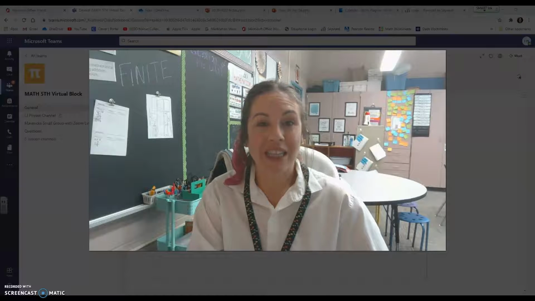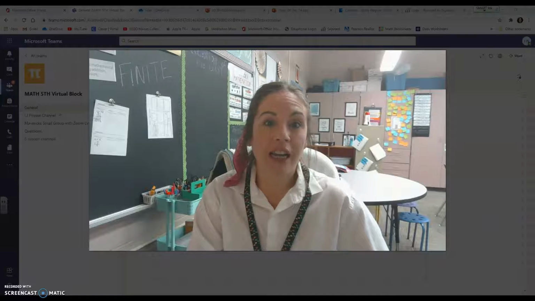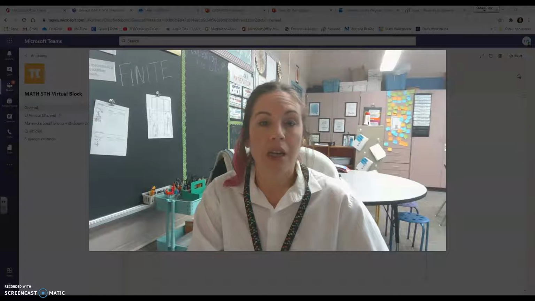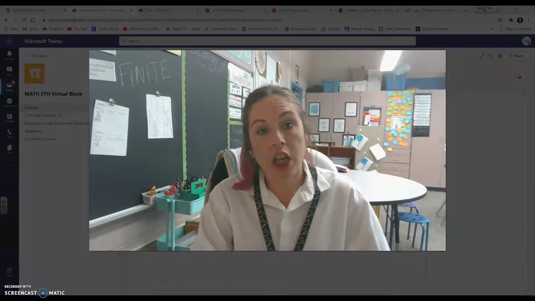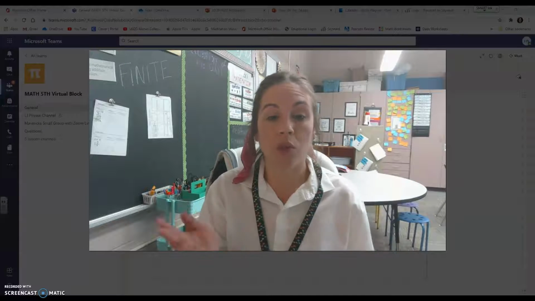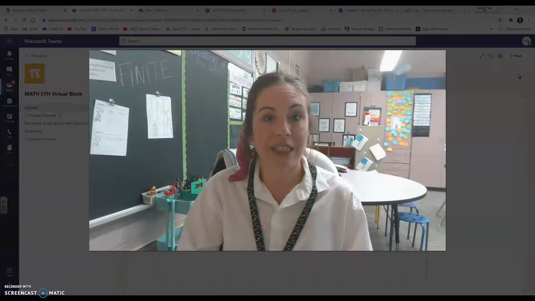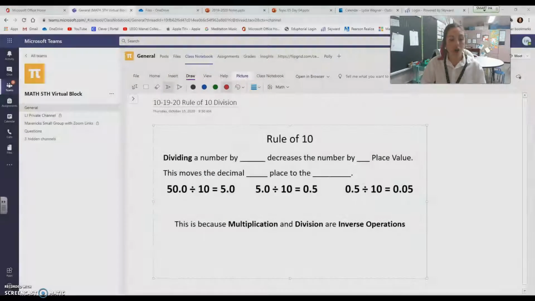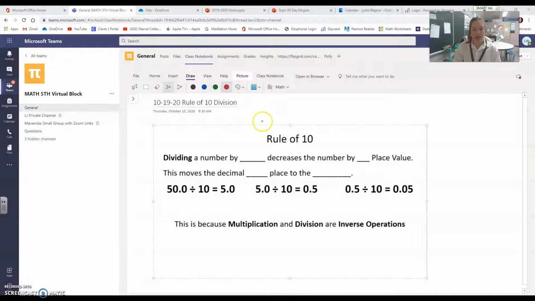But I did want to begin our dividing decimals topic by talking again about the rule of 10. We started our multiplication of decimals topic with the rule of 10, and we're going to do the same thing with division. So let's look at our notes. We are in our class notebook today, and I want you to fill out the notes along with me, okay?